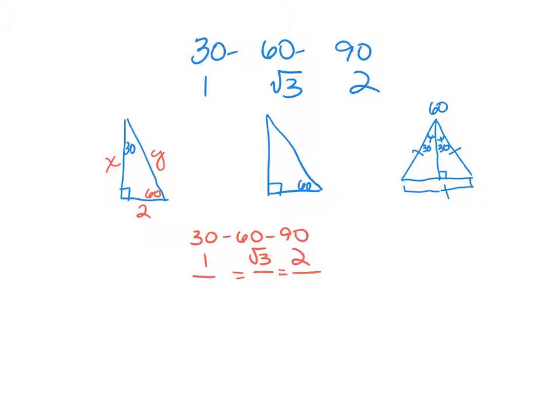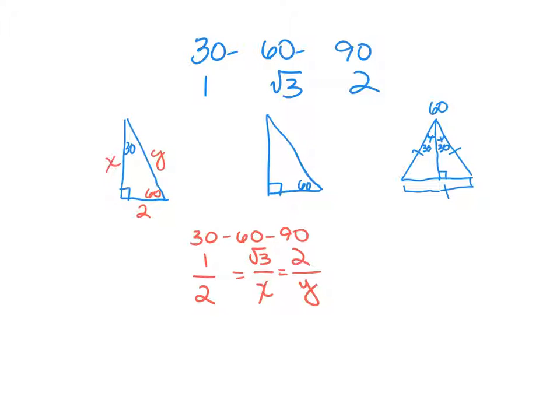Where does the x go? Under the root 3. Somebody else, where does the y go? Under the 2, under the 90. Because the y is opposite the 90-degree angle. So that means that the 2 goes under the 30 and under the 1 because it's opposite the 30-degree angle.